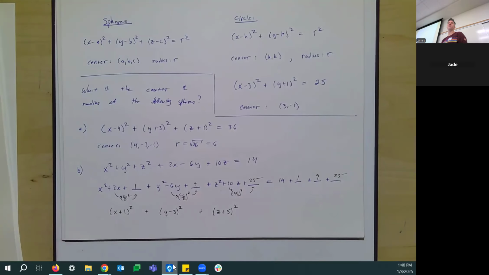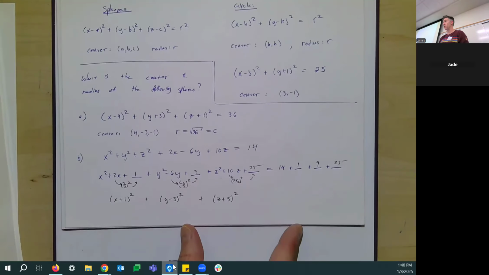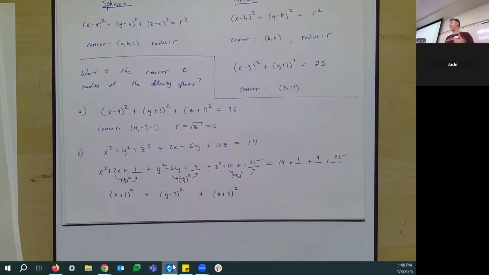By the way, this is why it's called completing the square, because you're literally adding the thing on that makes it so you can write it as some quantity squared.